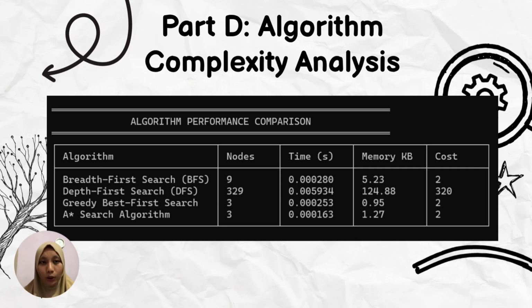Lastly, on optimality, BFS, greedy, and A star all found the optimal path cost of 2, but DFS failed with a cost of 322, proving that it's not an optimal search strategy for this problem. So in conclusion, our analysis confirmed that A star search is the most superior algorithm for the eight puzzle. It provides the best balance between time and space complexity while creating an optimal solution.